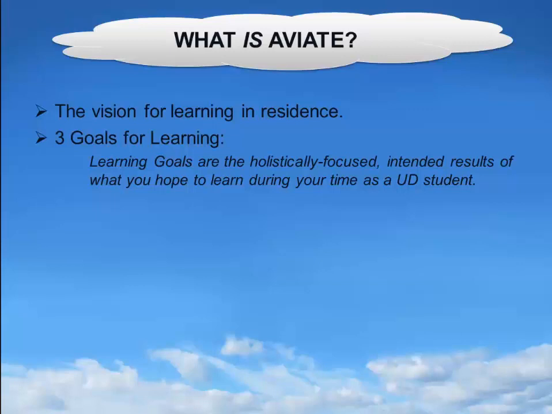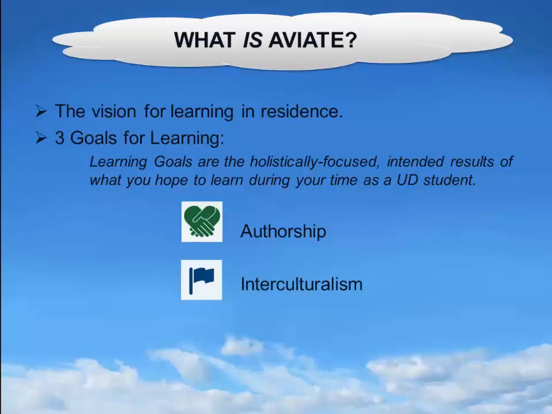The first piece of Aviate is that it includes a set of 3 learning goals. Learning goals are focused on the development of each student as a whole person and a well-rounded world citizen. Learning goals are what we hope that at the end of your time at UD you will have learned. The first learning goal of Aviate is authorship. The second learning goal is interculturalism. And the third learning goal is community living.